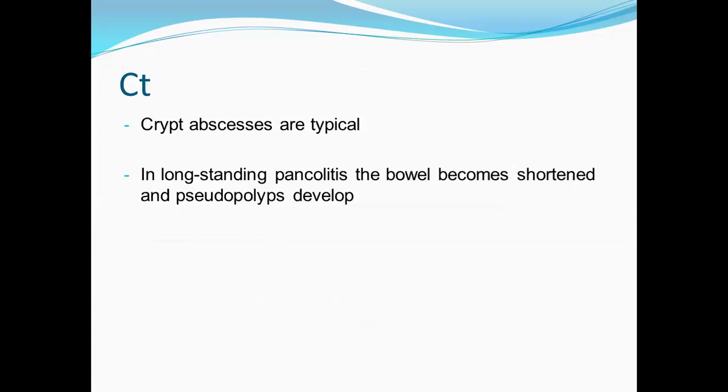In ulcerative colitis too, we tend to see that the crypts are inflamed, what we call cryptitis, and then we have abscesses forming there, which is very typical. In long-standing pancolitis, the bowel becomes shortened, and then we have pseudopolyps forming. Pseudopolyps are nothing but cells of the colon trying to regenerate, and that is how they tend to appear.